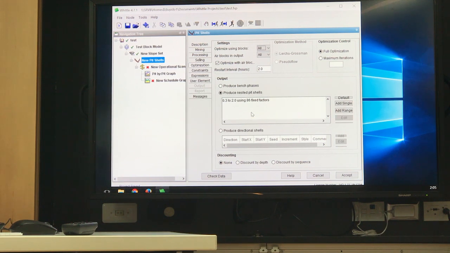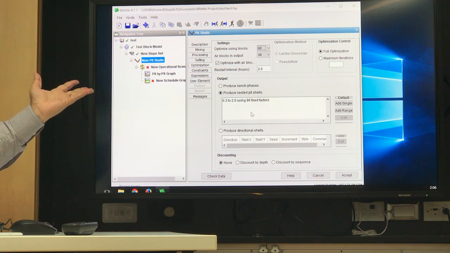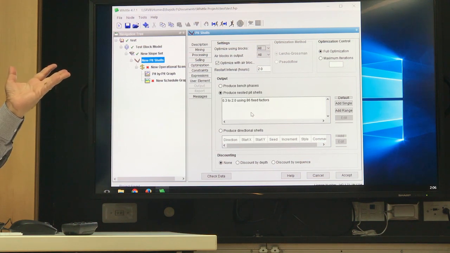Okay? It's ranging from 0.3 to 2. Why do we go more than 1? In case the price is more than we thought. In case the price goes up to $2,000, how the pit shell is going to expand, okay?